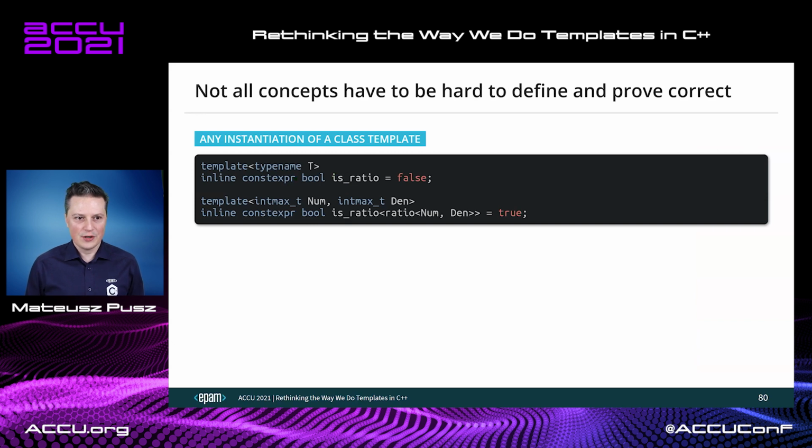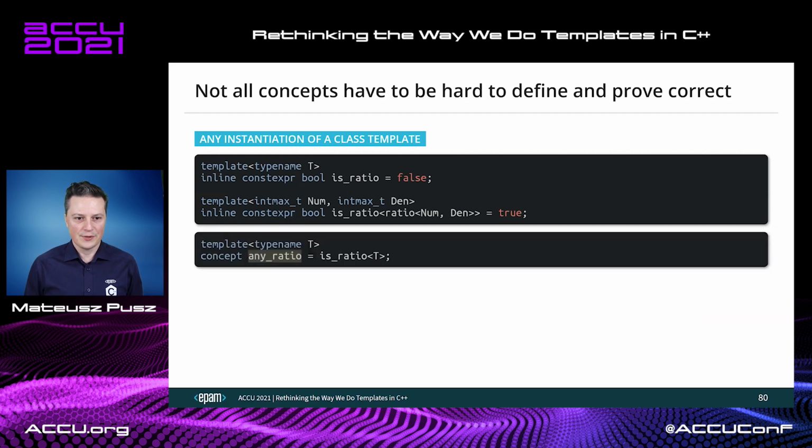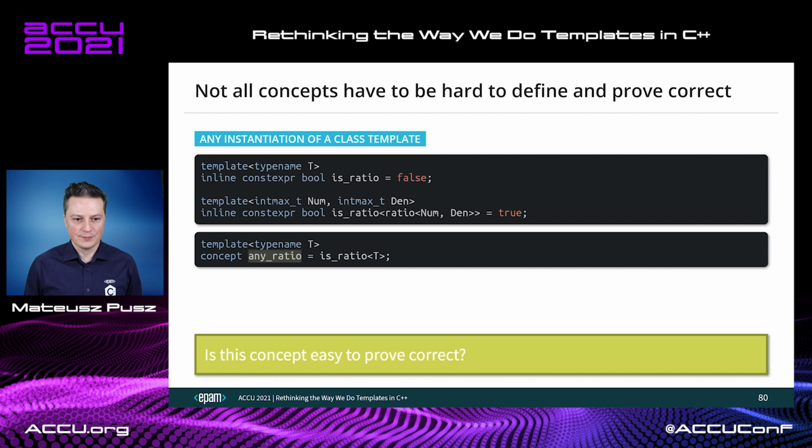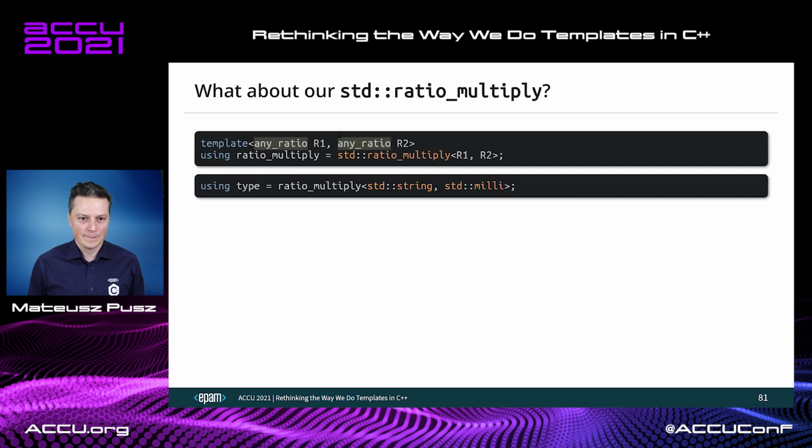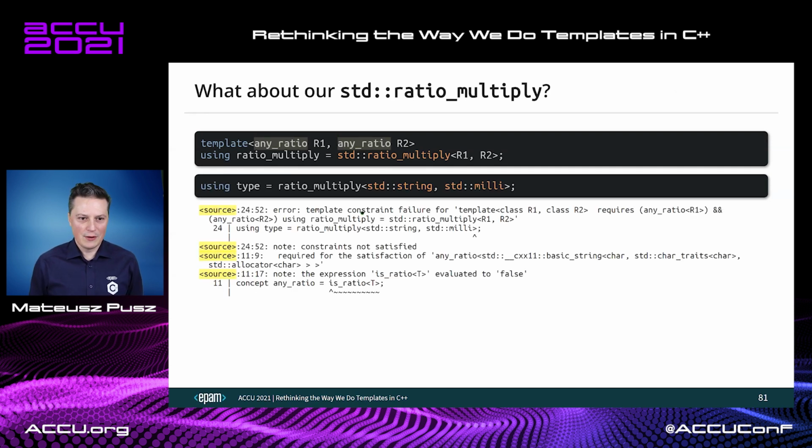For example, if you have an instantiation of a class template, a concept and a type trait. This concept is easy to prove correct, right? It's not hard to verify if it's correct or not. It's easy to prove it correct, and it works. If I provide it as a ratio multiply argument here and make something silly, I will have a really nice error log saying that constraints are not satisfied, right? Because the expression ratio evaluated to false for the type provided.